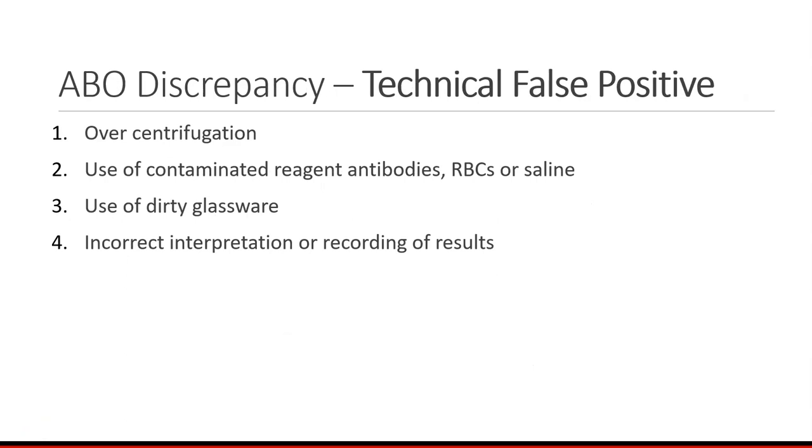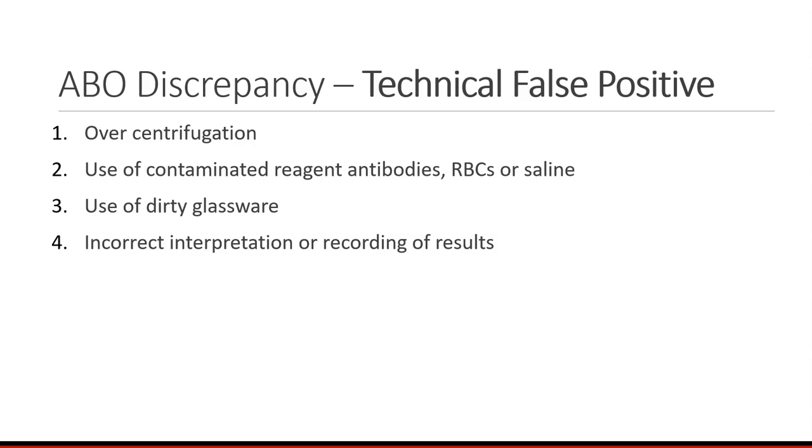What are some technical false positives? Over-centrifugation. If you over-centrifuge, the cells can become so tightly packed at the bottom of the tube that you can get what's called pseudo-agglutination. You're trying to shake it and get it off, and it may chunk off. You said, well, Terry, over-centrifugation, you said, could cause false negatives. Well, true, because you may try to resuspend it too vigorously, and that could cause a false negative.